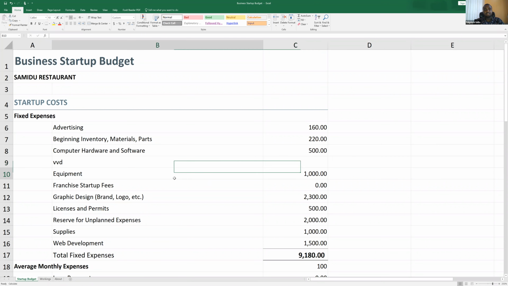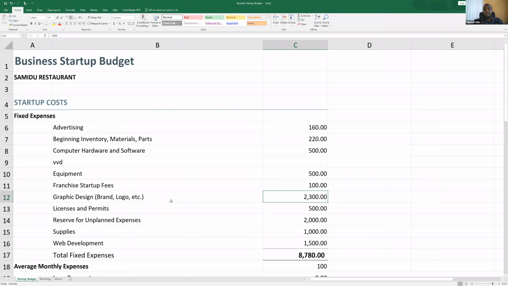We'll need equipment, right? So under equipment, you'll put the fryer, you'll need the microwave. All that, you'll put it there. So maybe 500 shillings. Then franchising, the franchise kind of business. For instance, you're opening a restaurant maybe in Zambia, and the same business is operating very well here in Kenya. So you want to borrow the name. So maybe for the franchise startup fee, you can put 100.